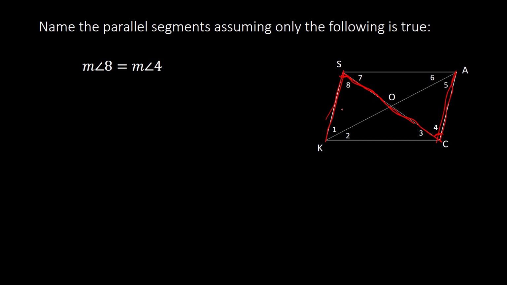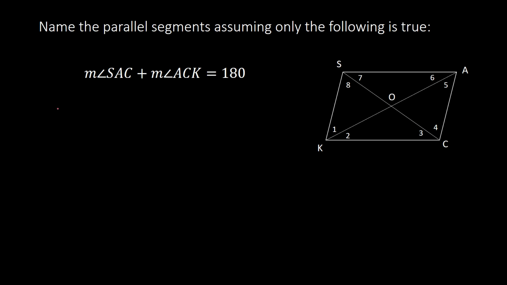So they're alternate interior angles. And we have alternate interior angles being equal, and that is one of the ways that we can prove that we have parallel lines, is if alternate interior angles are congruent or equal. So therefore, SK and AC would be parallel. In this next example, we are told that measure of angle SAC plus measure of angle ACK equals 180. And the question is, which lines are parallel, if any?